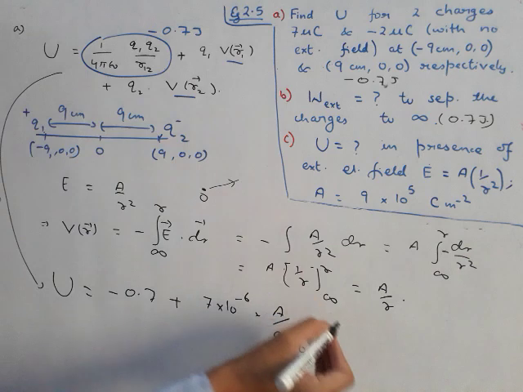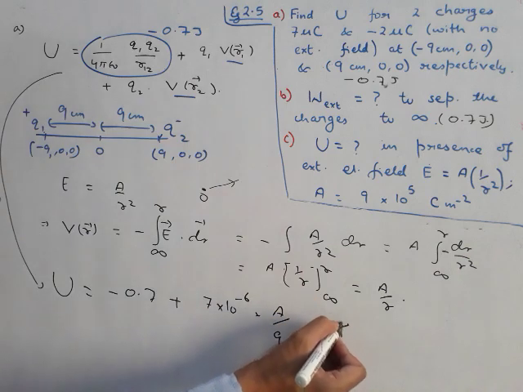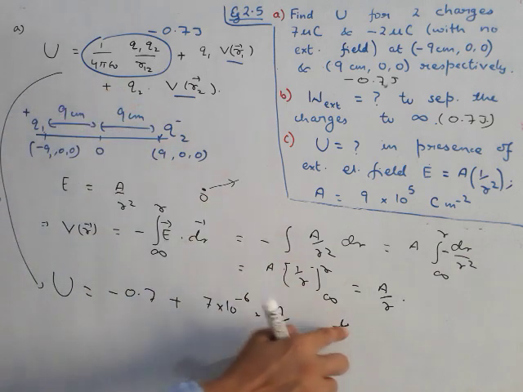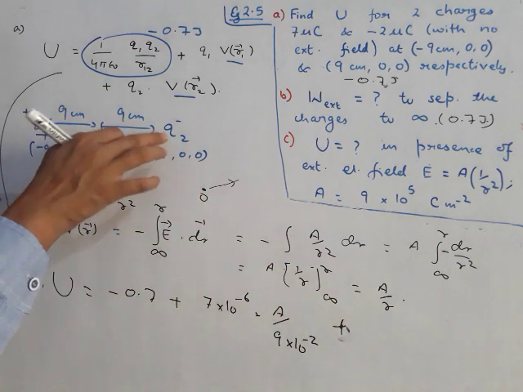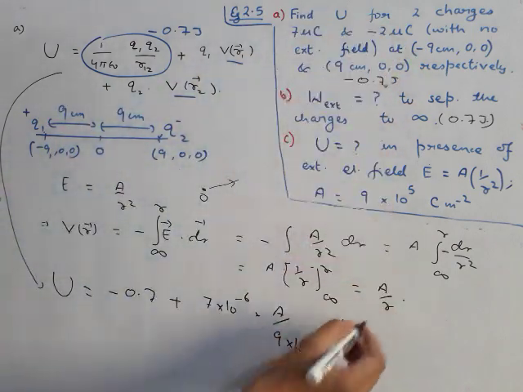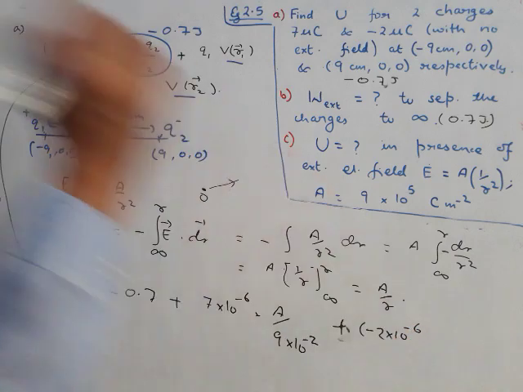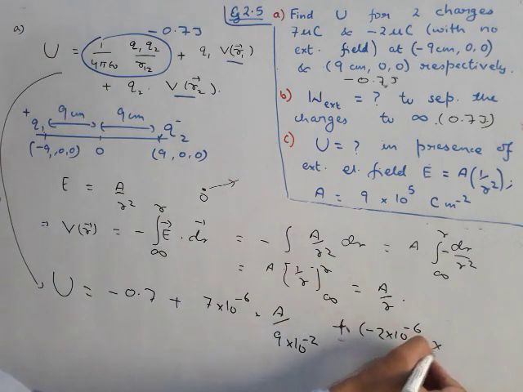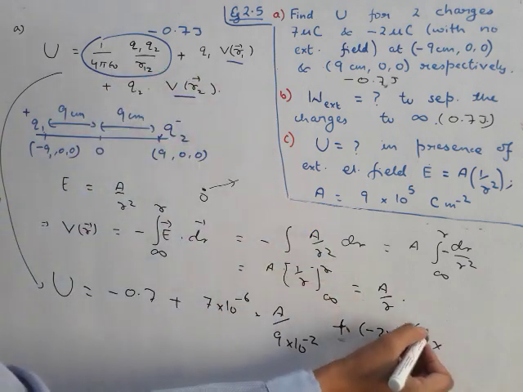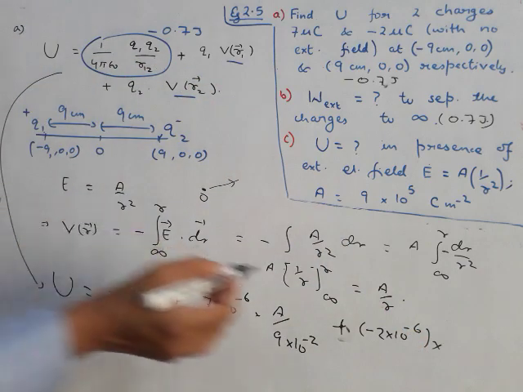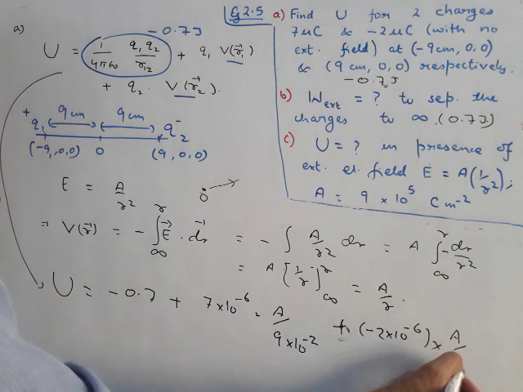Yes, there is one more term, plus Q2. How much is our Q2? Q2 is negative, that is minus 2 microcoulomb. So minus 2 into 10 to the power minus 6 coulomb multiplied by VR2. What is potential at R2? Potential at R2 will be A upon R2.